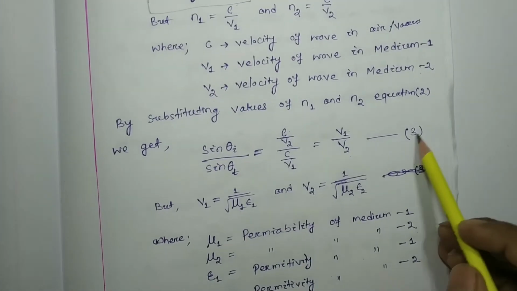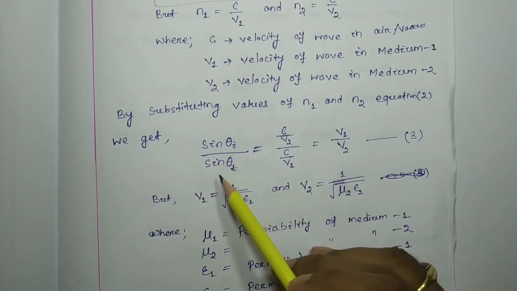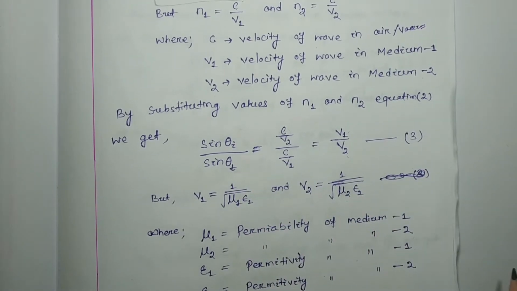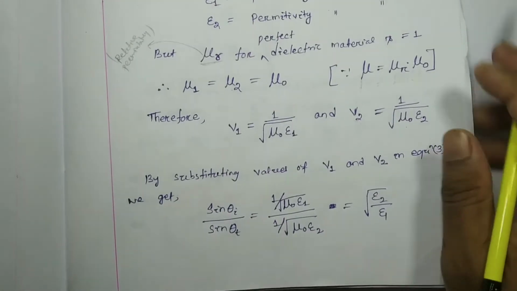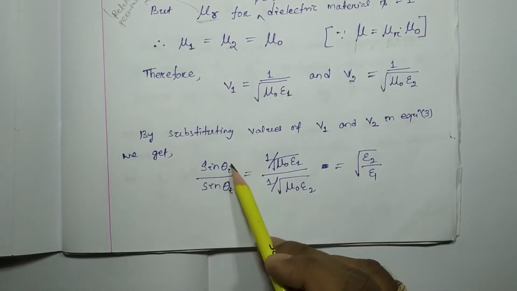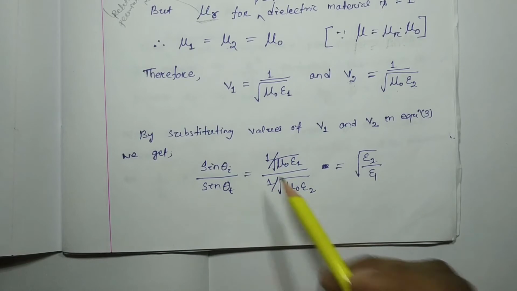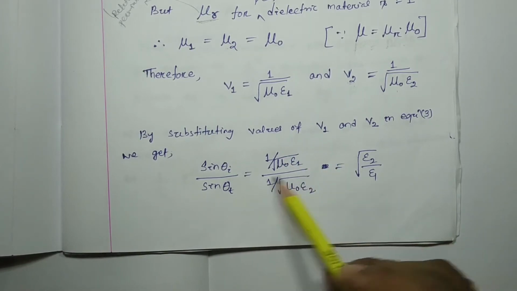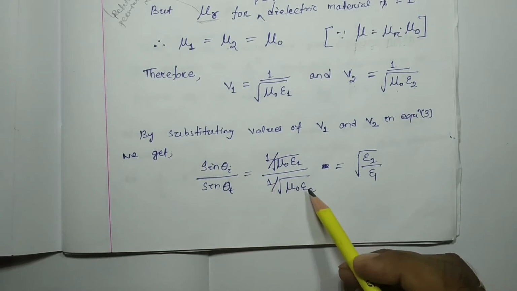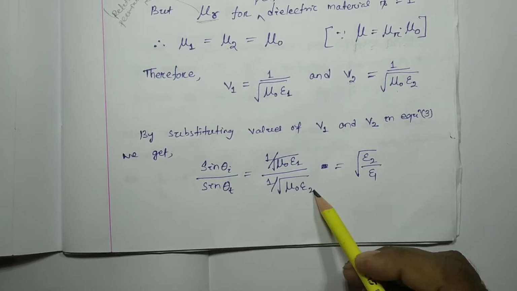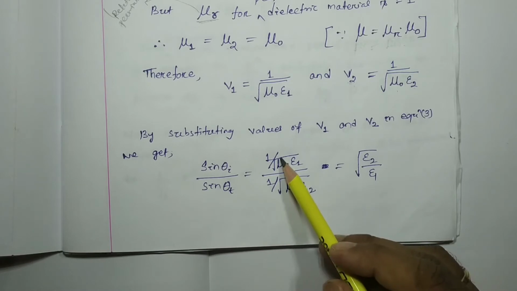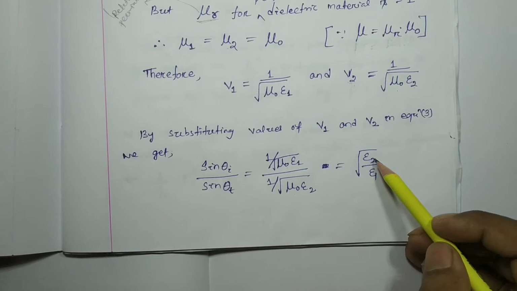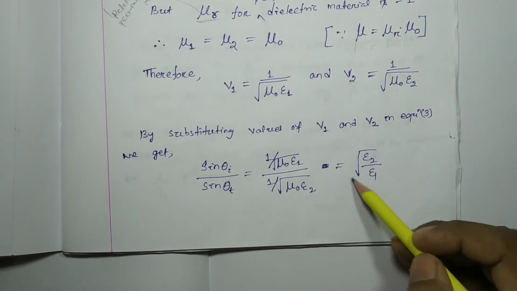Equation number 3 is sin theta i by sin theta t equal to V1 by V2. Now we substitute the values of V1 and V2 here. We get sin theta i by sin theta t equal to 1 by root over mu0 epsilon1, whole divided by 1 by root over mu0 epsilon2. Here mu0 got cancelled, and epsilon2 goes to the numerator, so it will be root over epsilon2 by epsilon1.